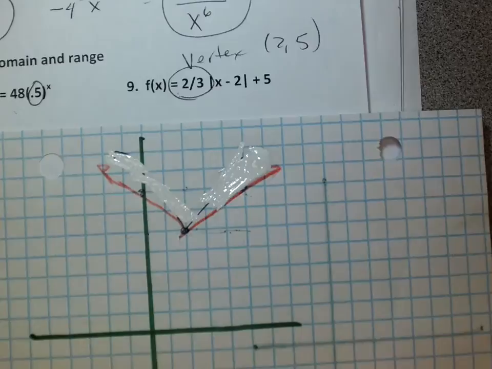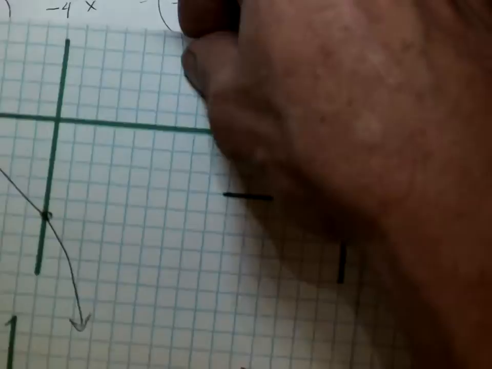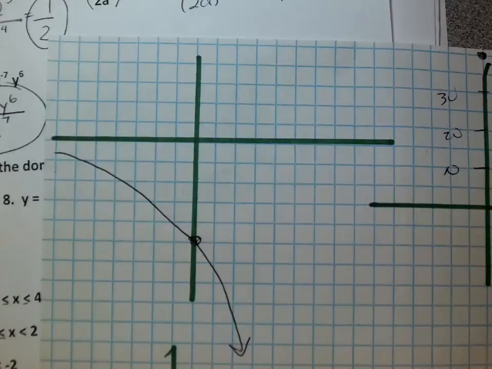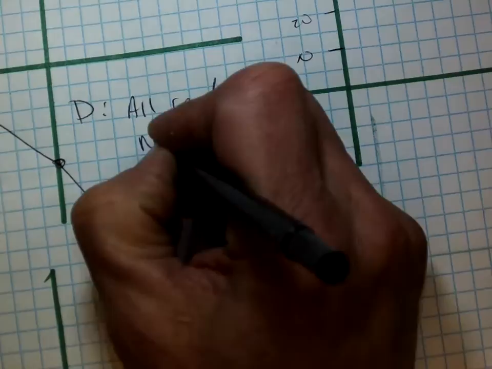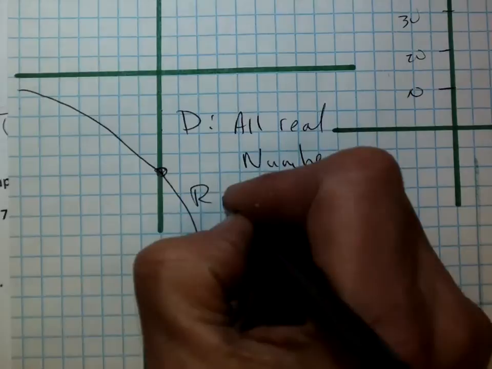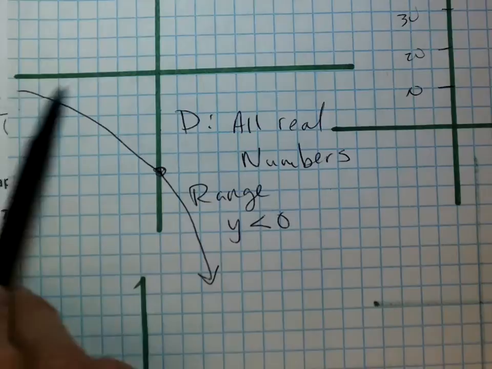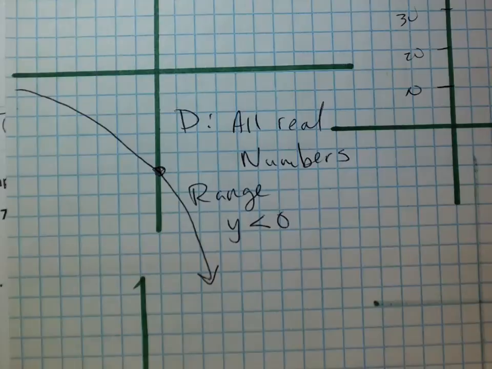All right, turn the page. Let's go back to domain and range. Okay, so on this graph, the domain is all real numbers, because all x's are there. The domain on this graph is all real numbers. Is that for the first graph? Yeah, that's for that graph. And the range is y is less than 0. It never touches 0, but it's below 0. Okay? This is the domain and range of number 7.